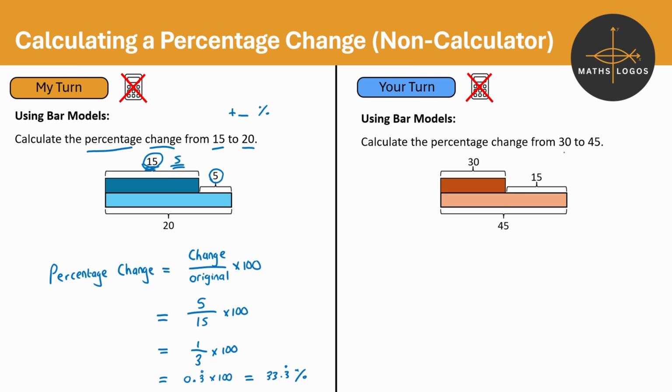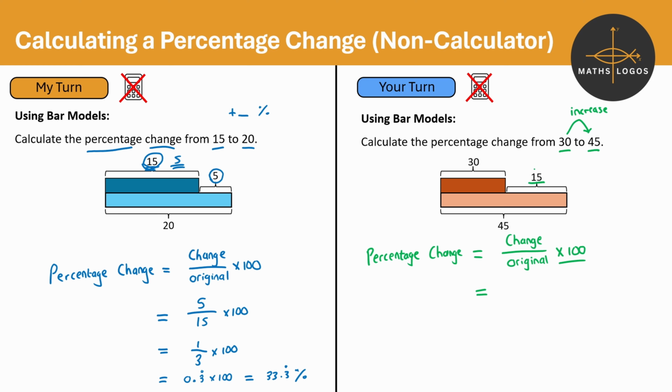Calculate the percentage change from 30 to 45. Again, we can see that this is clearly a percentage increase, so we want to bear that in mind for later. Let's go ahead and start with our formula. The percentage change is equal to the change over the original multiplied by 100. This multiplying by 100 just turns it into percentage. That's how we go from any fraction to a percentage.